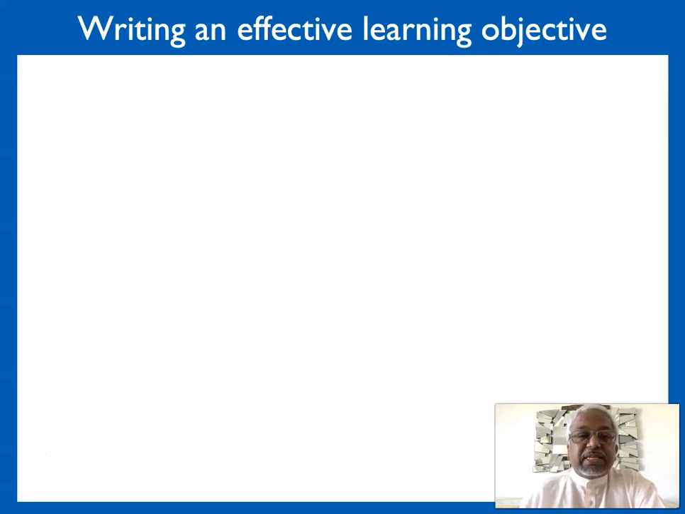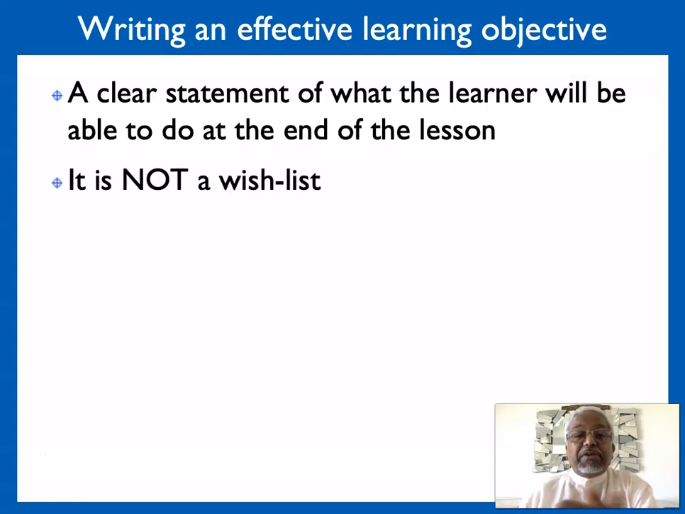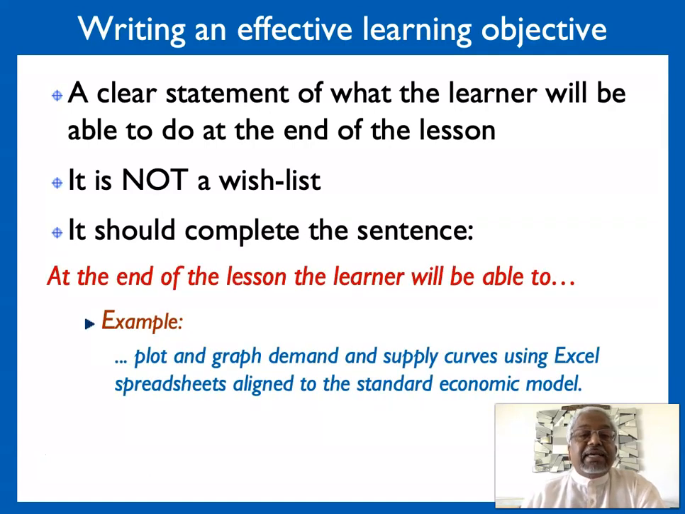Before I start, I'd like to make a couple of points. The first thing is that a learning objective is a clear statement of what the learner will be able to do at the end of the lesson. So we want to be able to write something clearly, and around that we can focus and build our lesson plan. It's not a wish list, it's not writing several things and then hoping for the best, but we write a clear statement and then focus on it. It should complete the sentence, "At the end of the lesson, the learner will be able to."